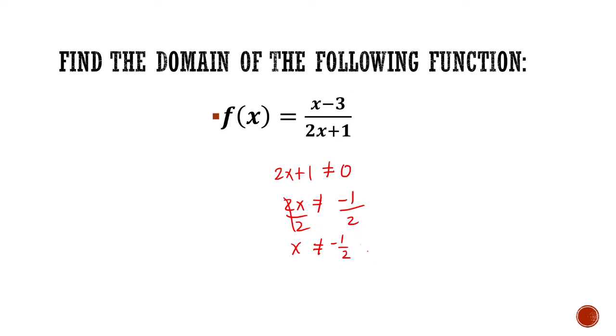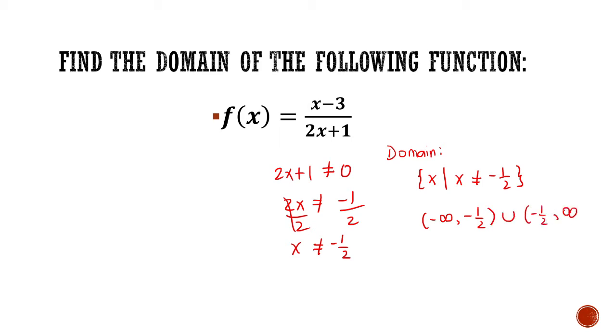So it says here that all numbers can be substituted here except negative 1/2. If we substitute negative 1/2 here, the denominator will be 0. We can write the domain in two forms. It can be in set builder notation or in interval notation. In set builder notation, it will look like this: the set of all x such that x is not negative 1/2. In interval notation, we can write it this way: from negative infinity until negative 1/2, with negative 1/2 excluded, and from negative 1/2 until positive infinity.